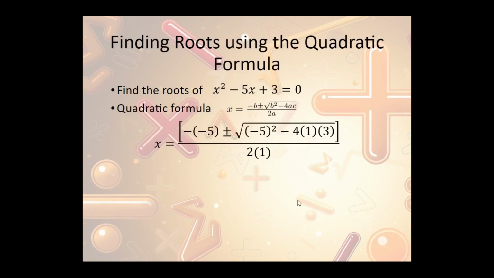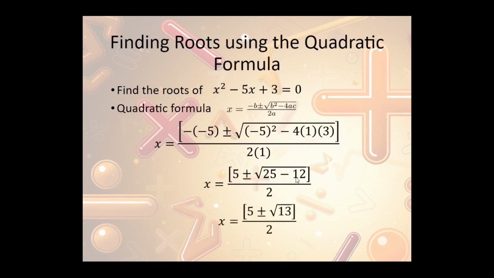Now we can go ahead and start to work the problem. So negative negative 5 is just positive 5. Negative 5 squared is positive 25. And then negative 4 times 1 is negative 4, times 3 is negative 12. And then 2 times 1 is 2. So we end up with this. Now we just simplify under the radical. So 25 minus 12 is 13. So we get 5 plus or minus the square root of 13, over 2.